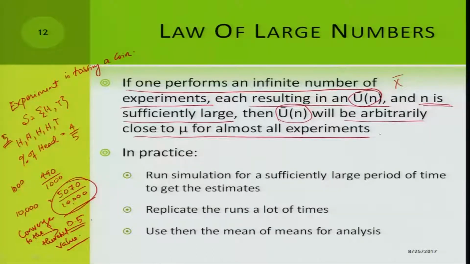Or here you are saying that the sample mean will approach the true or population mean, which means x bar will tend to become mu, or mu is your population mean. What does this law of large numbers imply to people who are doing simulation analysis?